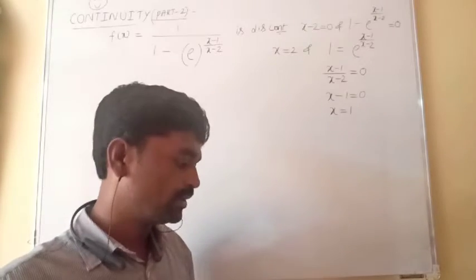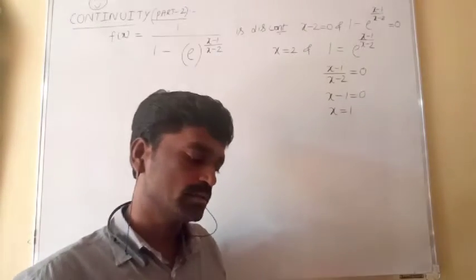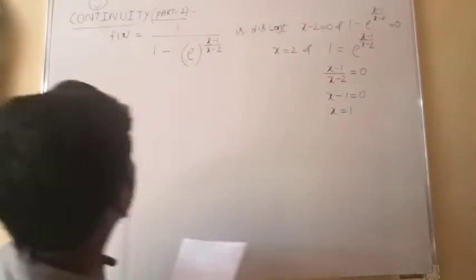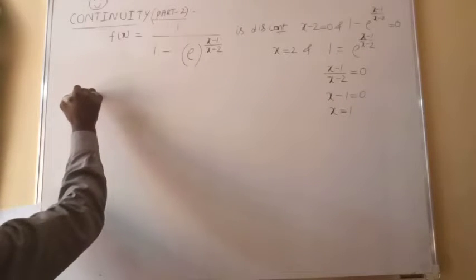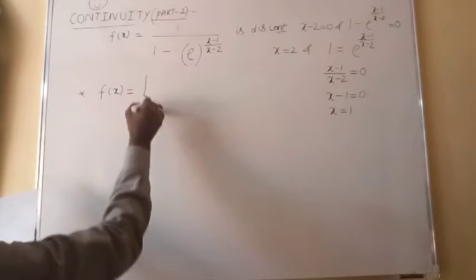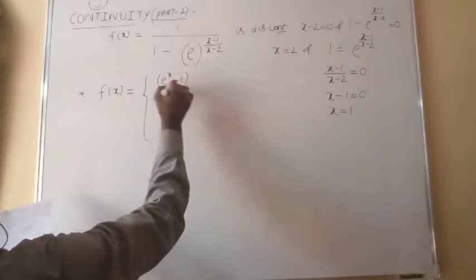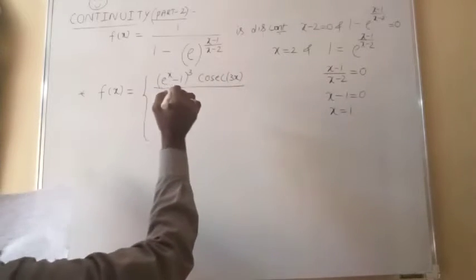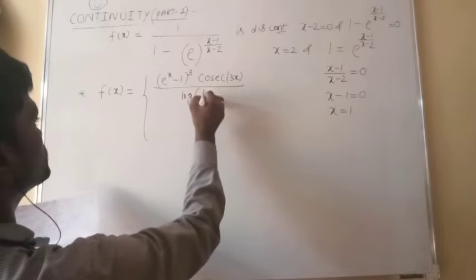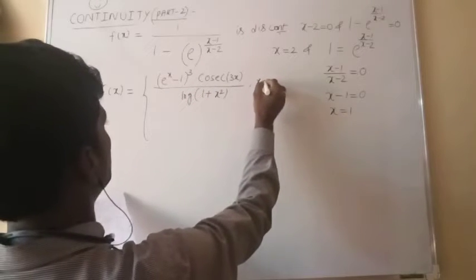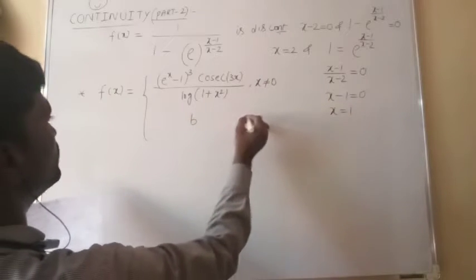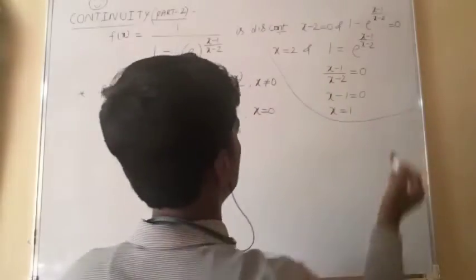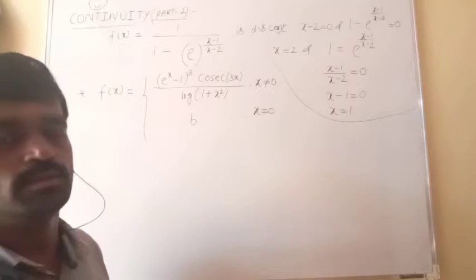So now I am dealing with problems where the function is already continuous at given points, then what is the unknown value? Okay, so next problem. f of x is defined as (e power x minus 1) whole cube into cosecant 3x divided by log of 1 plus x square when x is not equal to 0, and its value is b when x is equal to 0. It is continuous at 0. Then find that b value.